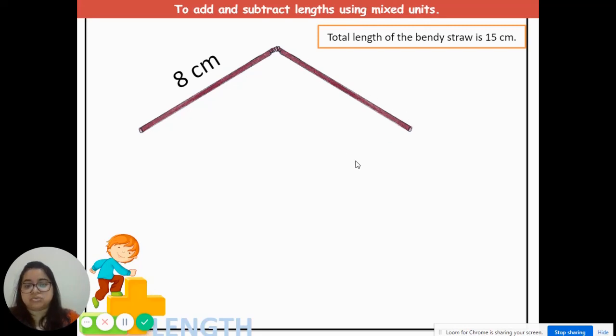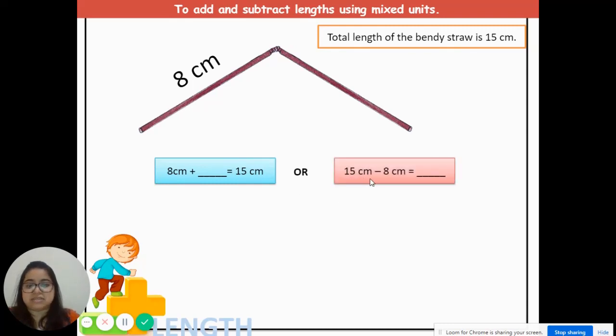Now what we can do is we can make our number sentence in two ways. One, using addition. So we can have 8 centimeters plus dash is equal to 15 centimeters. Or we can make it using subtraction. 15 centimeters minus 8 centimeters is equal to whatever your answer would be. Alright? So the other piece is 7 centimeters long.